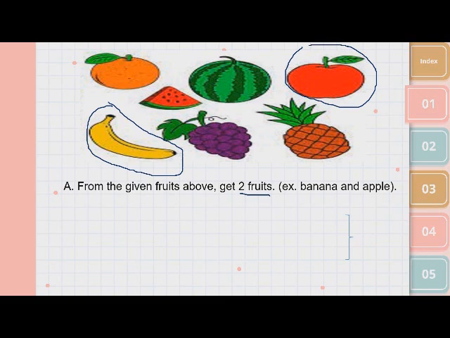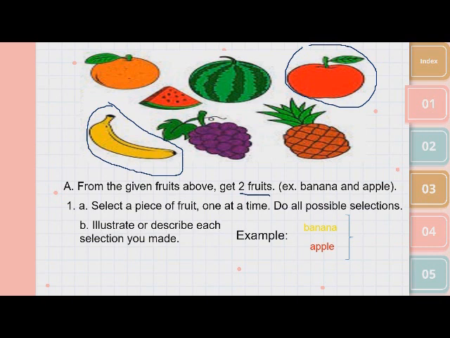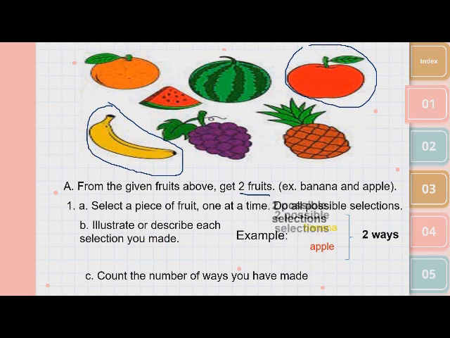Okay, so we have 2. And then after that, since you have selected banana and apple, this time you are going to select 1 piece at a time. If you are going to select 1 piece at a time, you can have this one, banana, or apple. So how many ways? Of course, you have 2 ways because 1 is for banana and 1 is for apple. Simple, right? So if you are going to count the number of ways, you have 2 possible selections here.